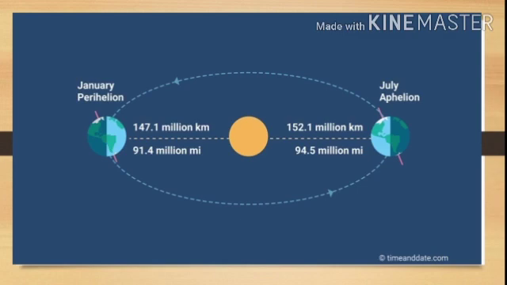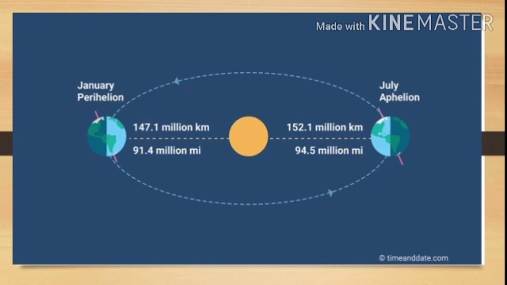It is at its minimum distance in the first week of January. This is called the perihelion position of the earth. In this position, the southern end of the axis is towards the sun. As against this, in the first week of July, the earth is at the farthest position from the sun. This is called the aphelion position. In this position, the northern end of the axis is towards the sun.